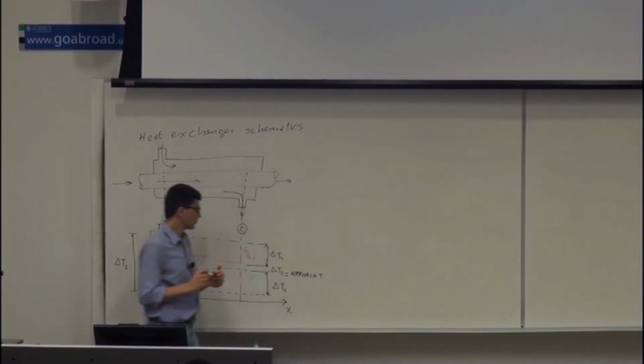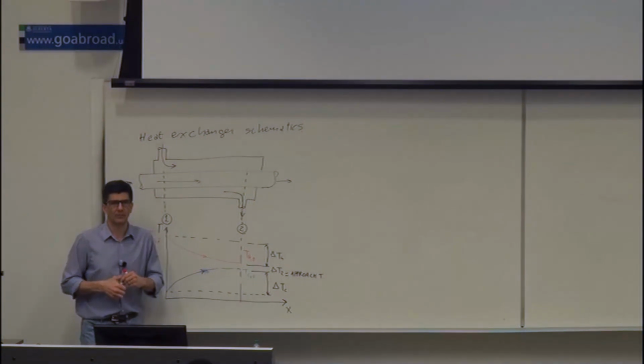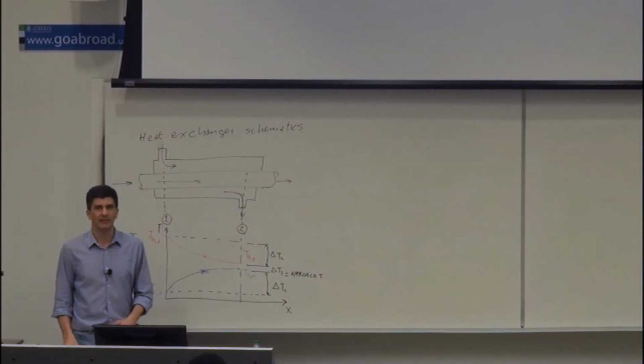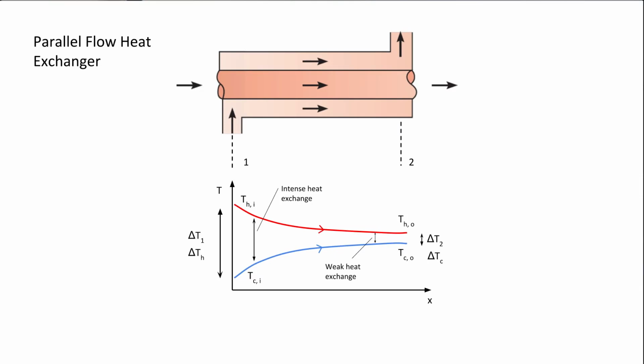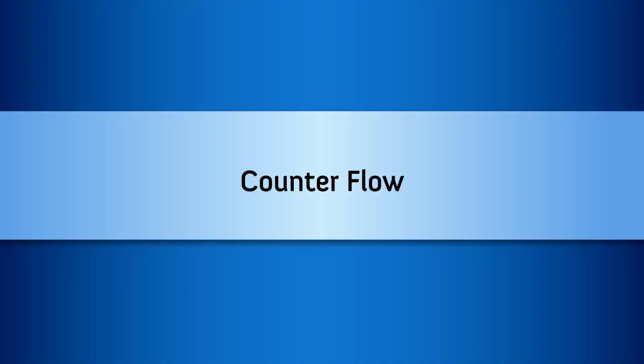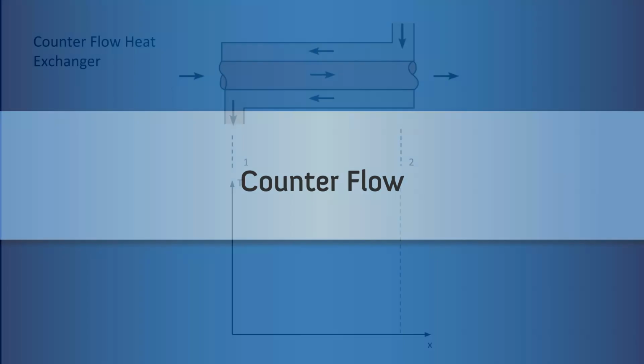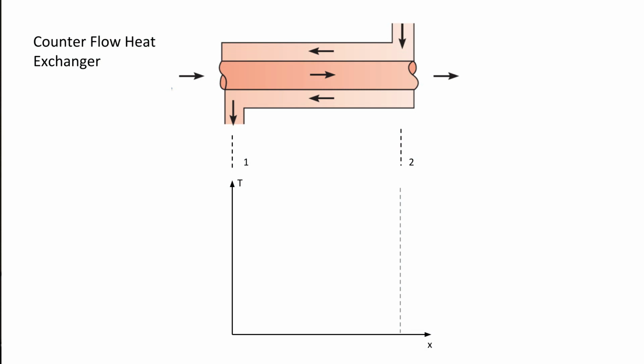And this is called the approach temperature. The approach temperature is the minimum temperature difference between hot and cold fluid, right? So this was for parallel flow here. So let's do the same story for the counterflow.